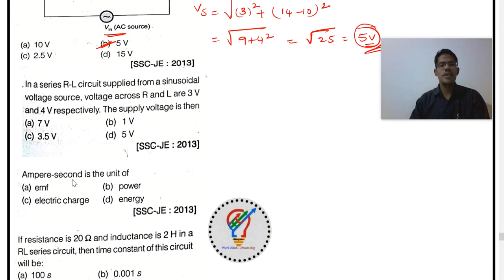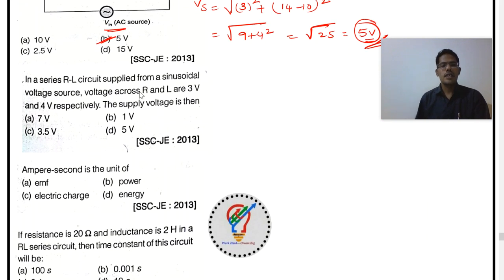Next, one more question here. In a series RL circuit supplied from a sinusoidal voltage source, the voltages across R and L are 3 and 4 volts respectively. The supply voltage is then? It's a practice question. Vs is nothing but the square root of 3 squared plus 4 squared, which is 5 volts. So the answer is 5 here.